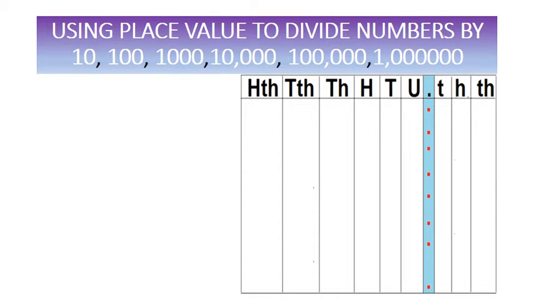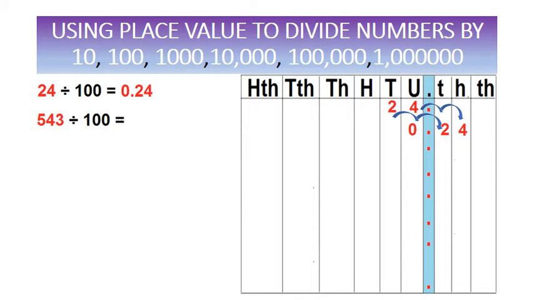So let's now see what happens when we divide a number by 100. So here we've got 24 divided by 100. So we've got it on the scale. Let's see what happens. So again, the digits are exactly the same, but they've moved 2 places to the right, and then of course we've had to put our placeholder in before the decimal point. So the answer is 0.24. Let's have a look at another one. So 543 divided by 100.